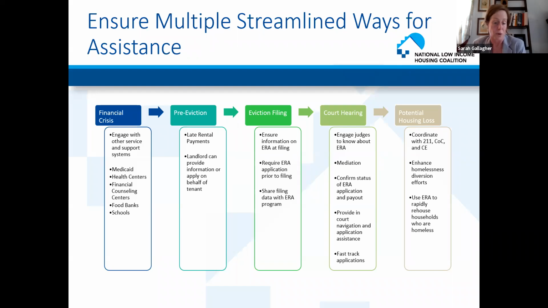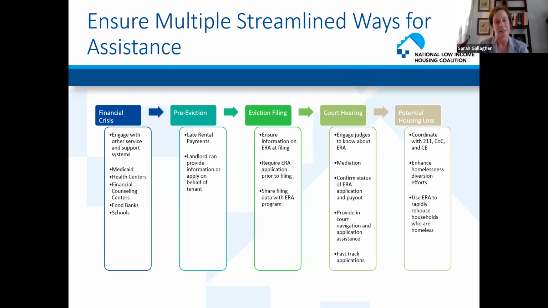The chart below outlines some of the intervention points where we may want to make emergency rental assistance available. They really cover the intervention points from the onset of a financial crisis all the way up to potential housing loss. And these are all points where someone may want to access emergency rental assistance. It's really important to keep these intervention points in mind as we have our discussion today, because you'll want to make sure that applications and processes are flexible and they may need to look and function differently depending on where in the process you're providing assistance, where the landlord or the tenant might be asking for assistance.